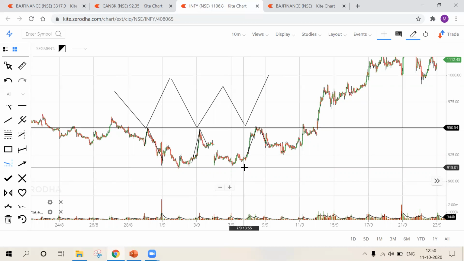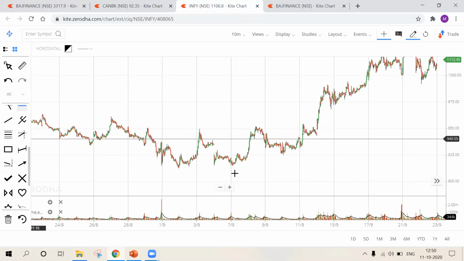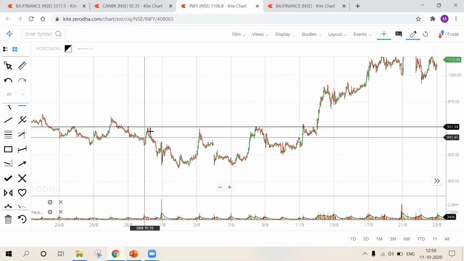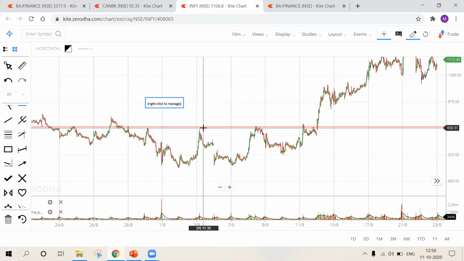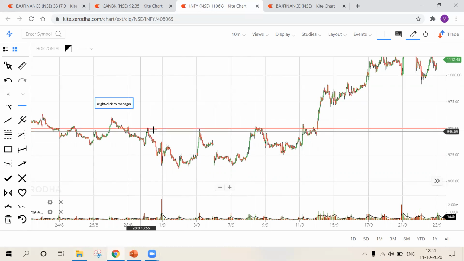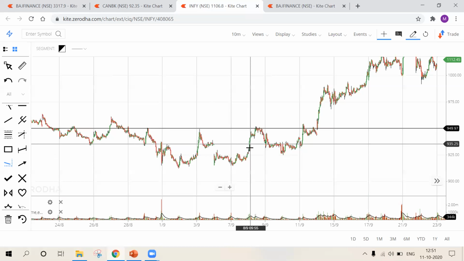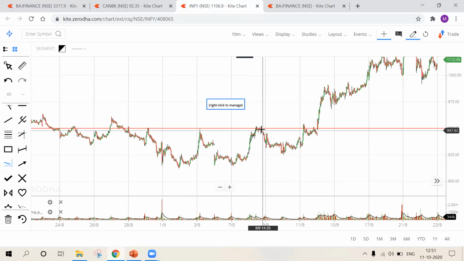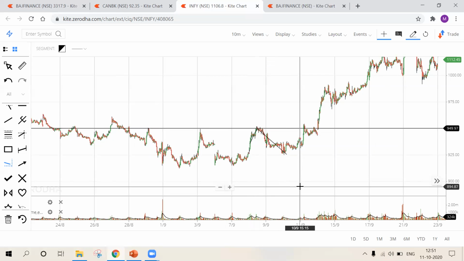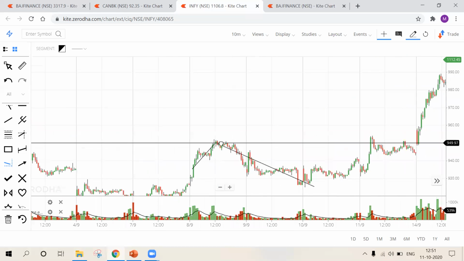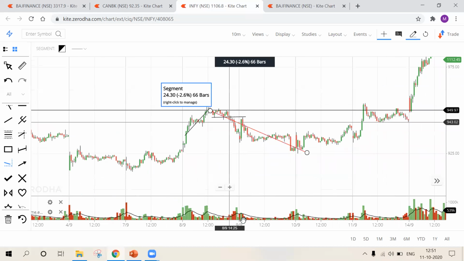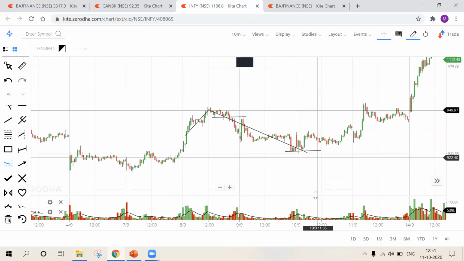To draw them effectively, you need a minimum of 2 touch points to draw support or resistance. This is touch point number 1 and this is touch point number 2. At the third touch point, you can expect that sellers will come to the market and try to push the price downward. So in that scenario, you need to make a sell position here. You need to sell first and buy back later to book profits.